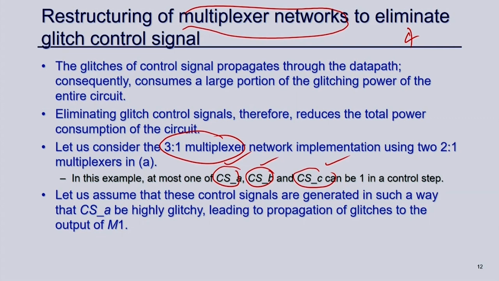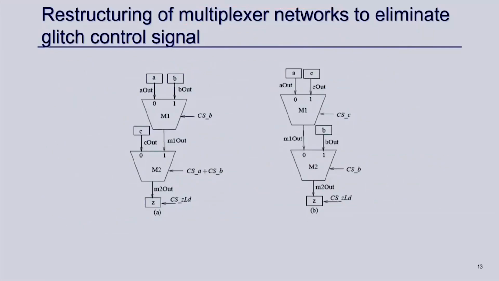So, if CS A is 1, I am going to select A, if CS B is 1, I am going to select B, if CS C is 1, that means I am going to select C. So, at most one of them will be 1. So, this is the multiplexing behavior, right. So, now I want to implement this particular circuit using 2:1 multiplexers, right. So, this is one way of doing this.